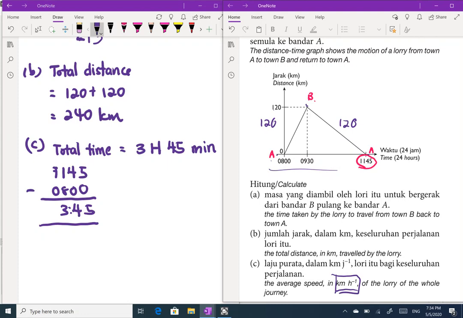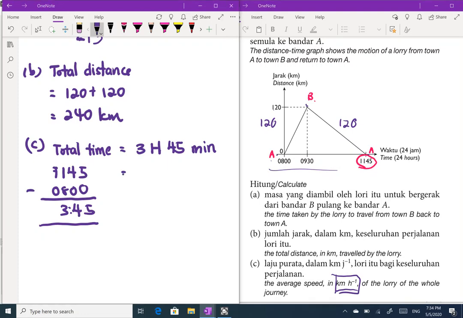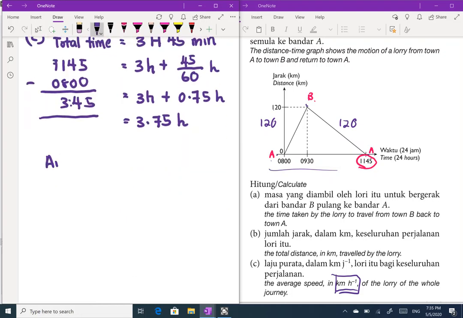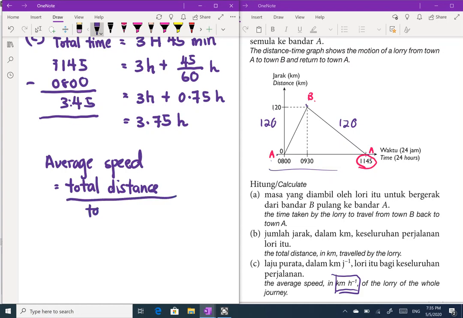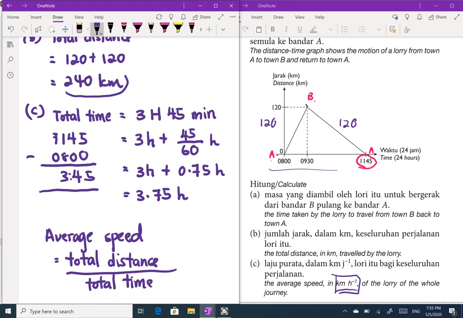But the question asks, I want it in hours only. Okay, 45 minutes, how to change to hours? 1 hour is 60 minutes, so we need to divide by 60. So we get 3 hours plus 0.75 hour. This one is changed to hours. So it's 3.75 hours total time. Okay, now I want to find the average speed. Average speed means total distance divided by total time. So total distance is 240 kilometers.